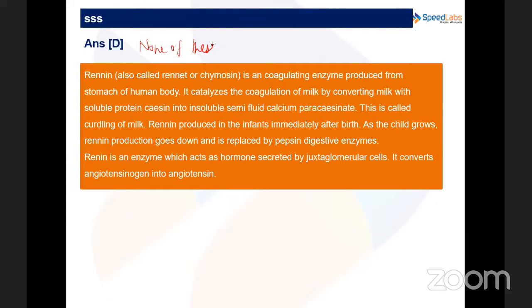How? Let's see. There are two renins. The first renin is the one with only one N. What is its function? It converts angiotensinogen into angiotensin. So renin acts as a hormone secreted by the JG cells. So JG cells in kidney, whenever the RAS mechanism is activated, convert angiotensinogen into angiotensin.